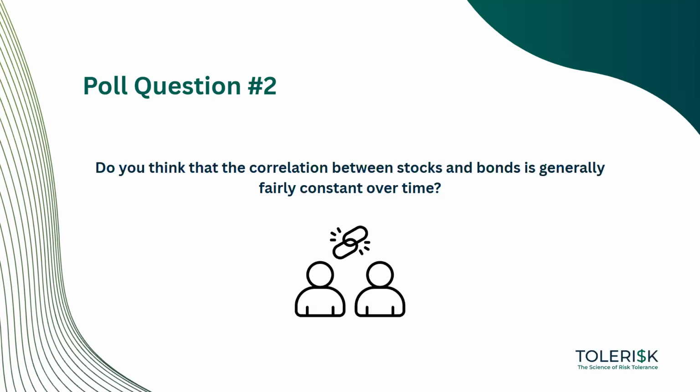All right, here's question number two. Do you think the correlation between stocks and bonds is generally fairly constant? Again, we're talking about over a 20-year time frame. We're not talking about from year to year, which obviously is changing. Okay, so we see several of you have voted. Audience pretty split evenly. Let's take a look.